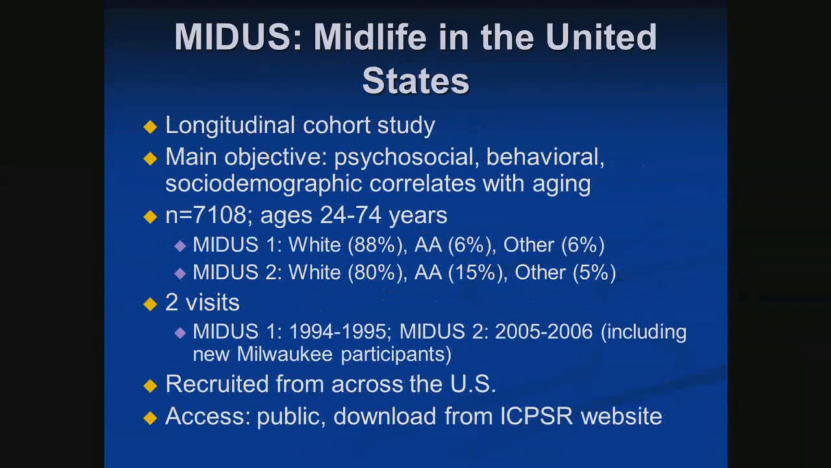Okay, the second example of a public use data set is MIDAS. MIDAS is a little less well known. It was established by the MacArthur Foundation and then taken over by the NIA, the National Institute on Aging, in 2002. It was set up as a longitudinal cohort study. So now we're talking about multiple waves of the same people, right? The main objective was to look at the psychosocial, behavioral, sociodemographic correlates with aging. So it had to do with particularly following people up in terms of aging.